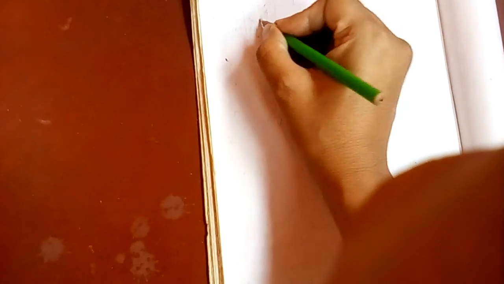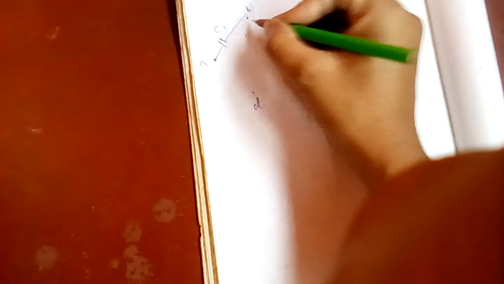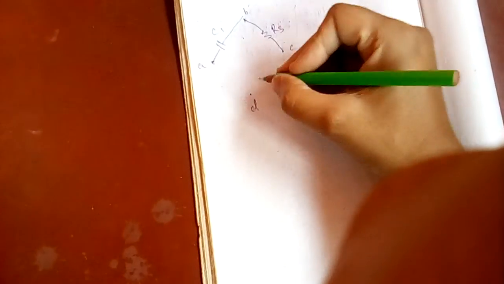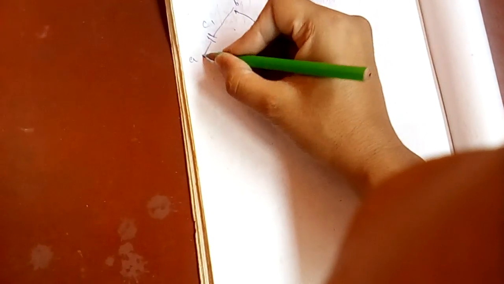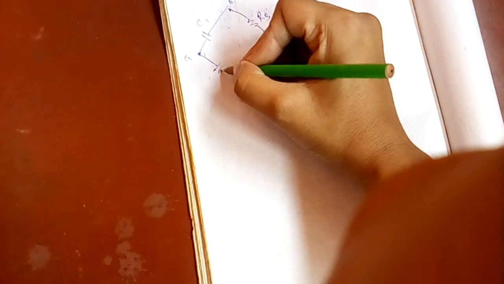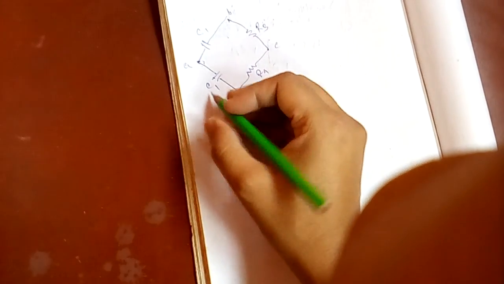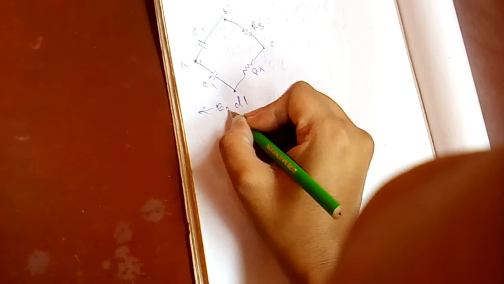So what is the circuit? First of all, there are the 4 points A, B, C, D. Between A and B there is a capacitor. This capacitor is C1. Between B and C there is a resistance, denoted by R3. Between C and D there is a resistance R4, and between A and D there is a capacitance. This capacitance is C2.